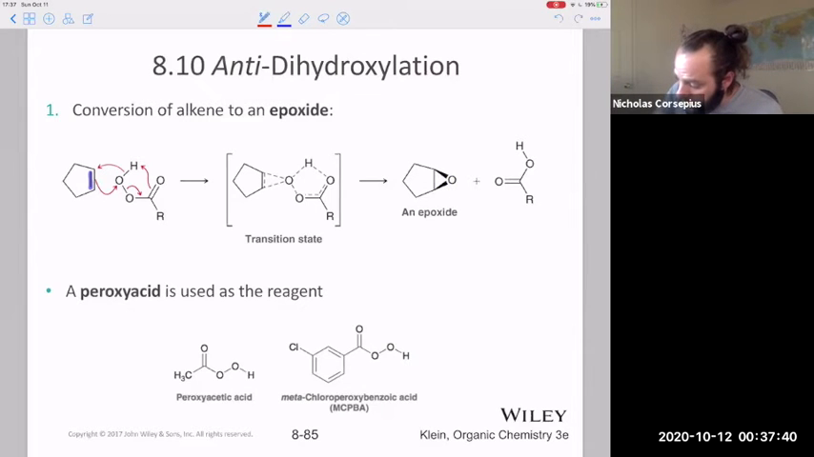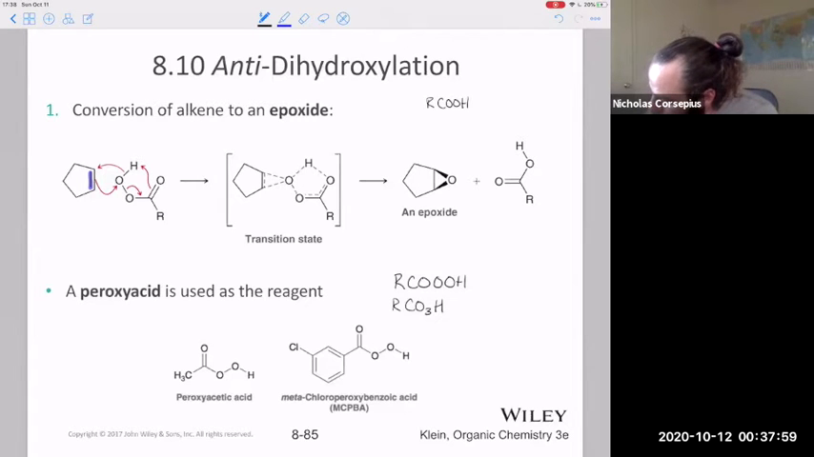Any peroxy acid would do the trick. Those all have this RCO, sometimes written as RCO3H. These are generic forms. What does that mean? So, right, we had our carboxylic acid, RCOOH, which looked something like this. There's a third one. And so let's take a look at what that looks like here.